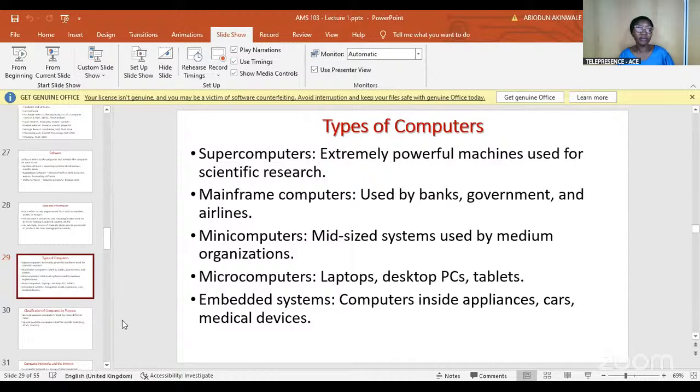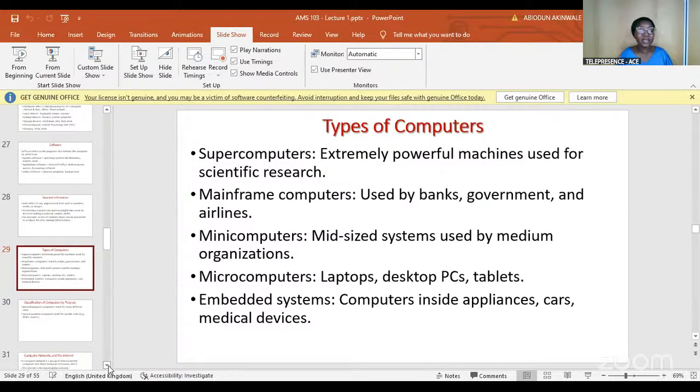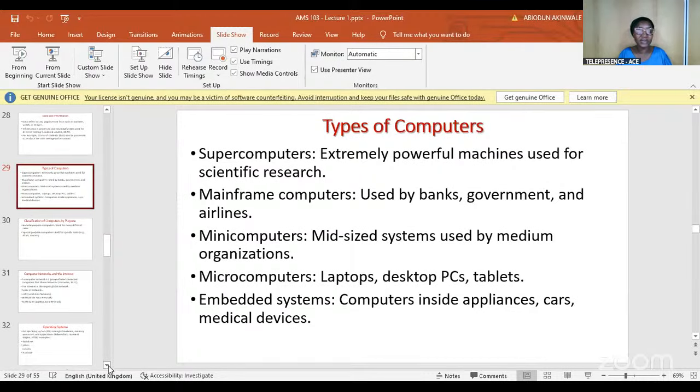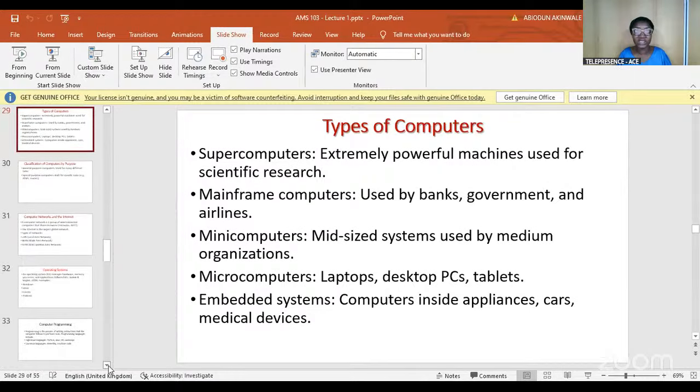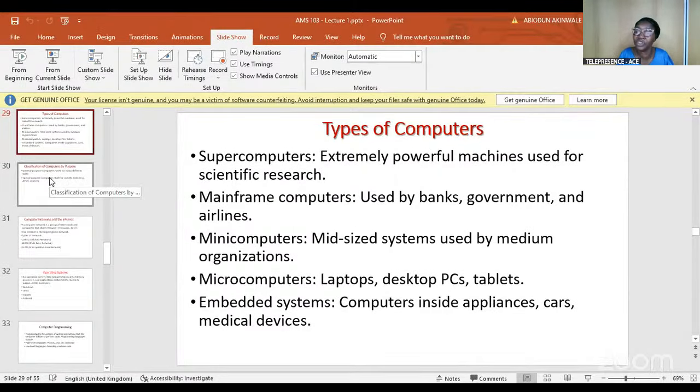So sorry, it's on my side taking time to reflect. So we need to be on the same page. Here now we have types of computers: supercomputers, extremely powerful machines that are used for scientific research.